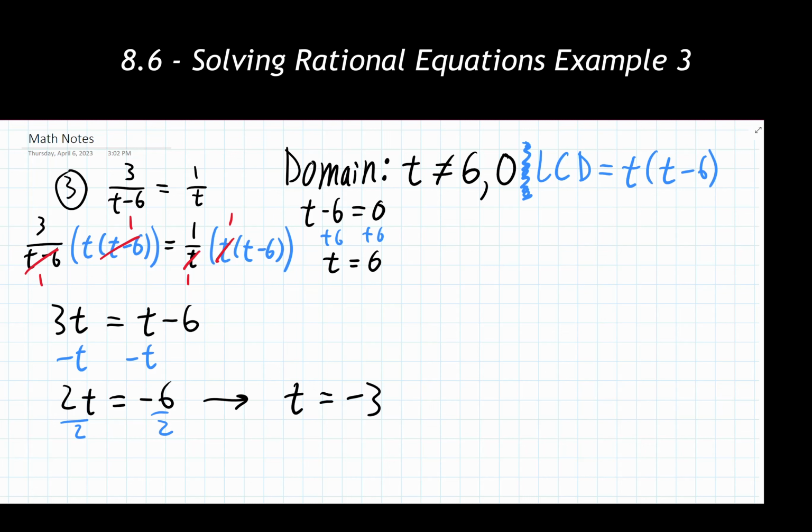Now step 5 says to check your answers, compare them with the domain restrictions in step 1. So is our potential answer listed anywhere in our domain restriction? No, it isn't, which is great. So therefore, we have our final answer for this problem as t equals negative 3.